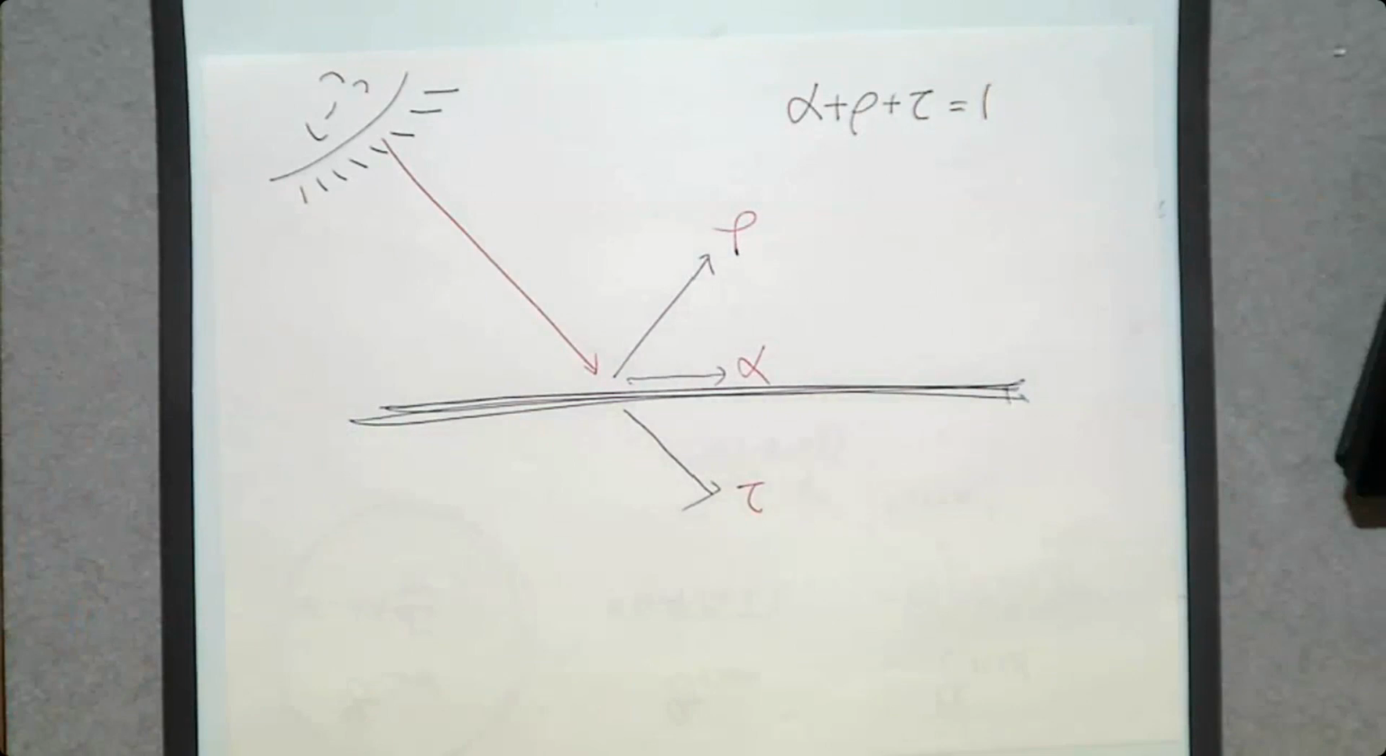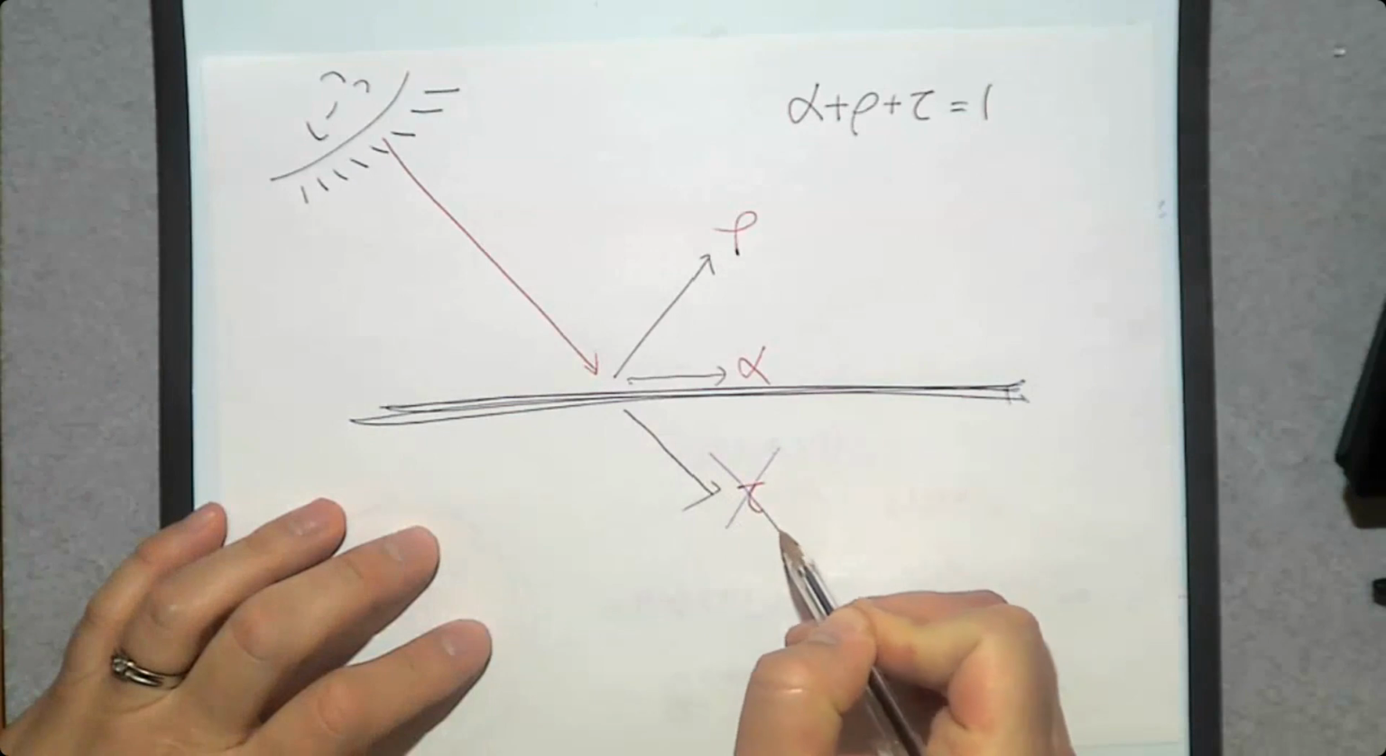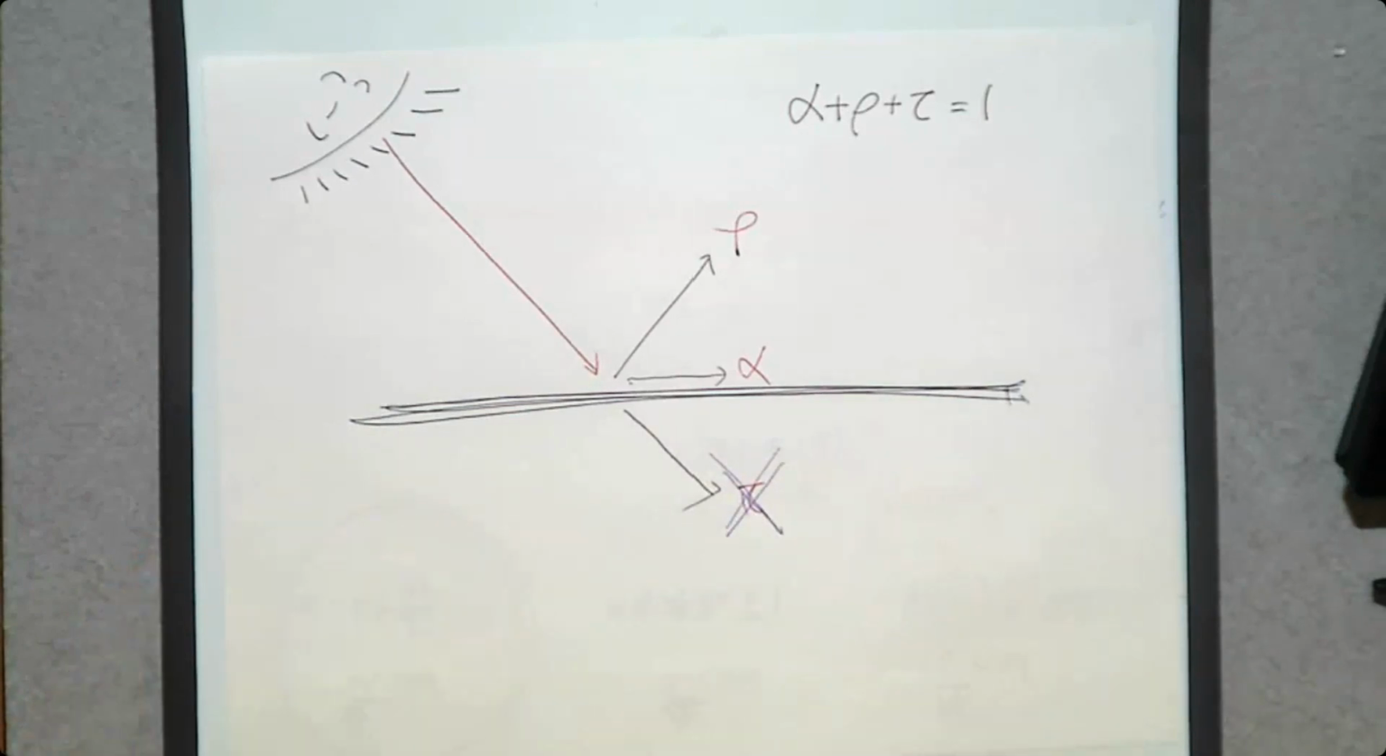So when there is an incoming radiation, it should be either absorbed, transmitted, or reflected. Okay? Now, most surfaces are not transparent. So unless it's a clear glass, we usually neglect tau. Most likely, we don't expect transmission because most surfaces are not transparent.